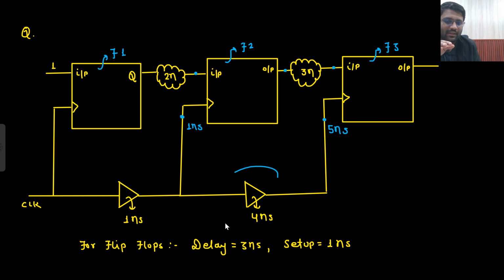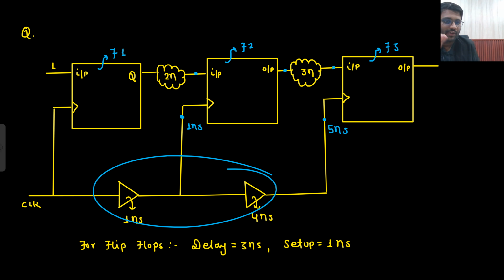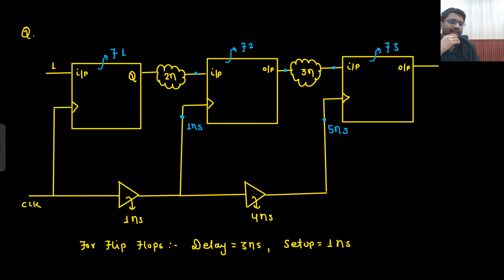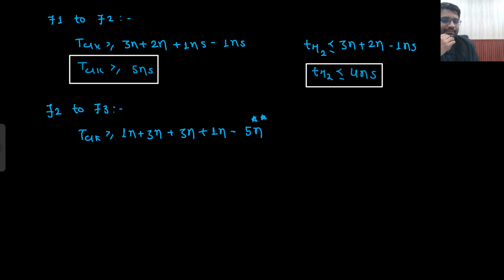This particular thing is known as skew. So the skew of this particular clock is 5 nanosecond, not 4 nanosecond. Skew of this clock is 1 nanosecond. Skew of this clock is 0 nanosecond. There is no skew, that means the clock is directly reaching here. Is that understandable to you? So this will be your 5 nanosecond here. So what is the answer you are getting here? T clock should be greater than or equal to 3 nanosecond.